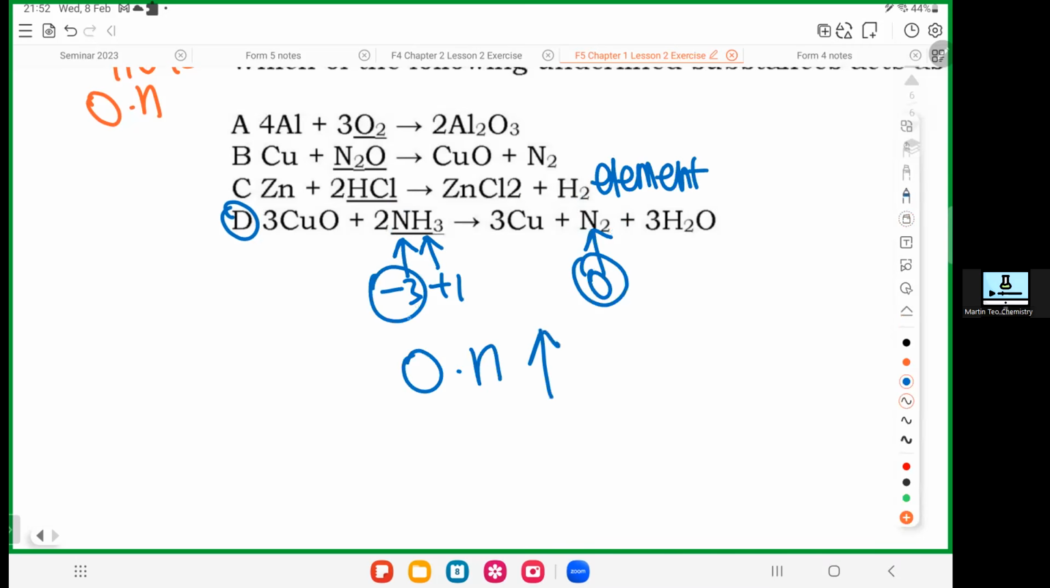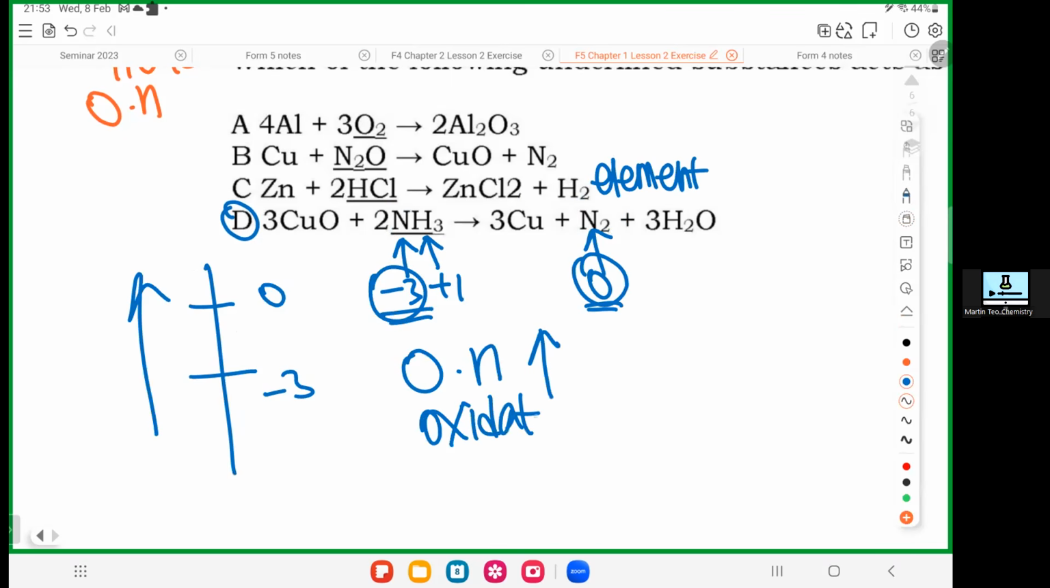Oxidation number goes up, right? -3 to 0, number line, right? -3, 0, oxidation number goes up. So oxidation. When you undergo oxidation, you are the reducing agent. Okay, that's why the answer here is A.